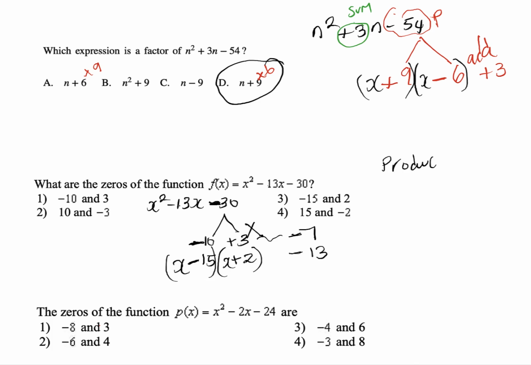Now remember, you're not finished. Because you want the zeros, you're going to have to take the opposites. So I'm going to write x equals, now the opposite of negative 15 is positive 15. The opposite of positive 2 is negative 2. So you're looking for 15 and negative 2, so your answer is number 4. So when you find the zeros, you first have to factor them, and then by looking at the numbers that are connected with your x, write the opposites. I hope that makes sense.